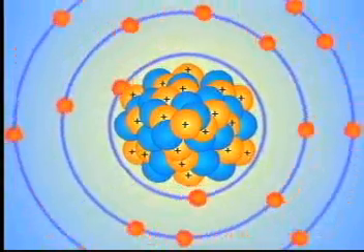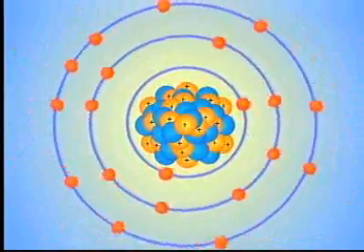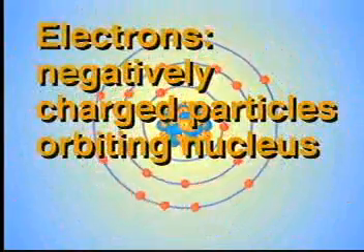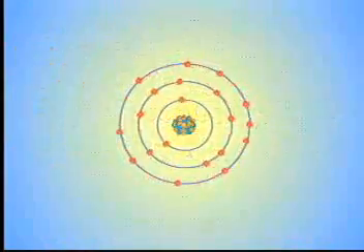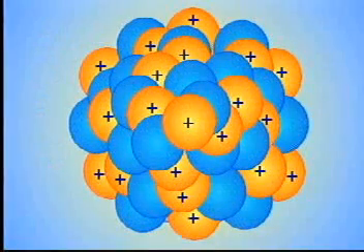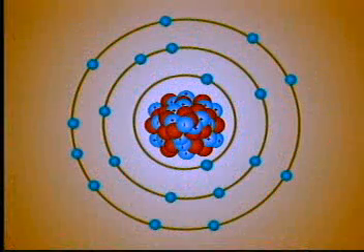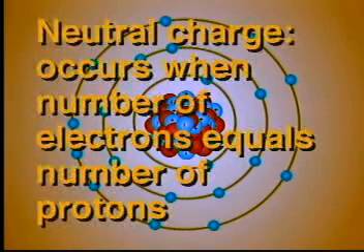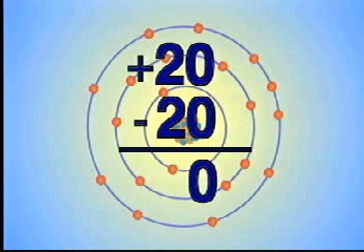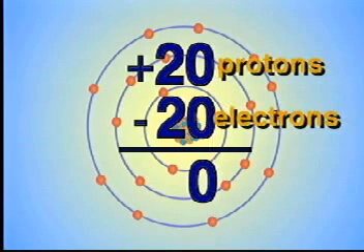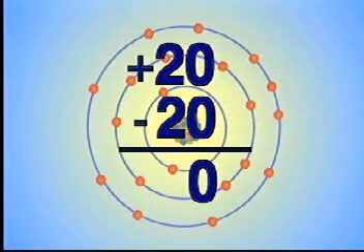Orbiting the nucleus are negatively charged particles called electrons, seen here in red. The negatively charged electrons balance the charge of the positively charged nucleus. This makes the overall charge of the atom neutral. In order for the atom to maintain an overall neutral charge, the number of electrons must equal the number of protons. Here, in our calcium atom, we have 20 positively charged protons that are balanced by 20 negatively charged electrons to make the overall charge 0.